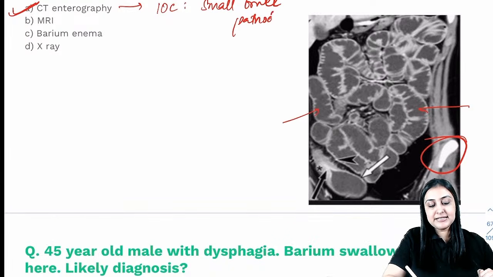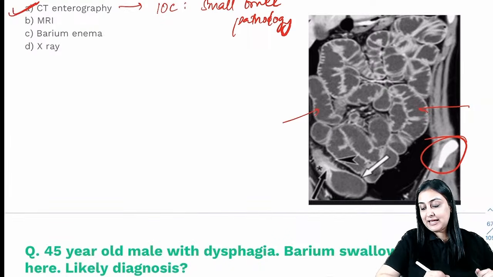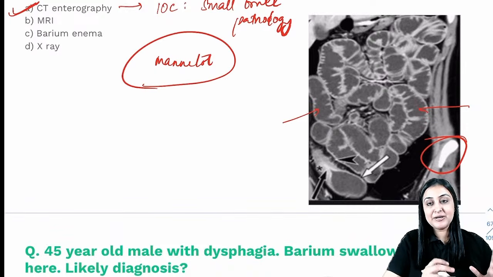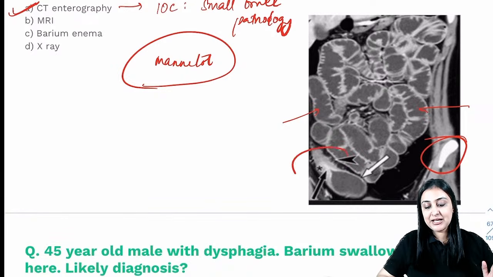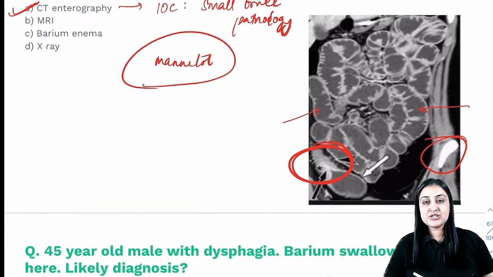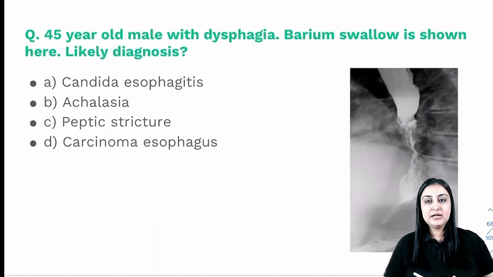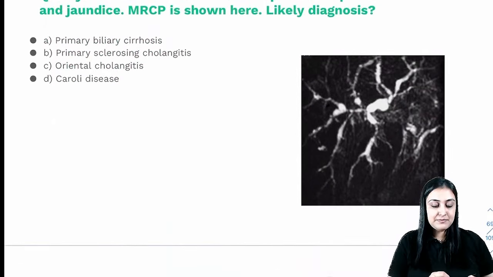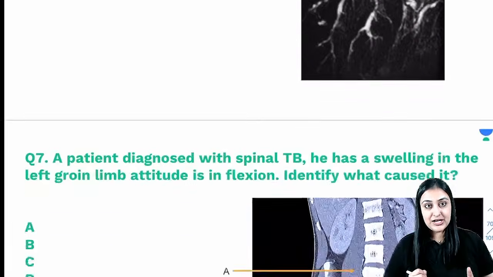We are going to do a CT enterography wherein I give the patient mannitol to drink. Mannitol is an osmotic agent. The patient will drink mannitol, the bowel loops will distend, and any stricture which is there will appear like this. Okay, so this is a CT enterography. What is this in barium? Very very irregular distal stricture, CA esophagus, and this is primary sclerosing cholangitis.